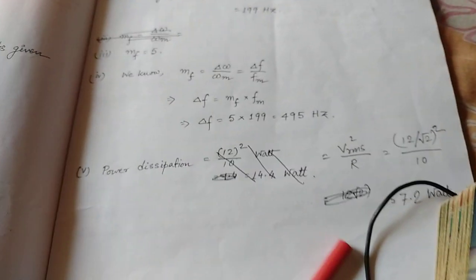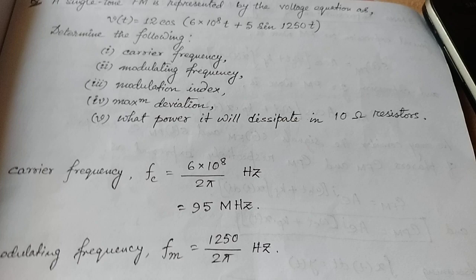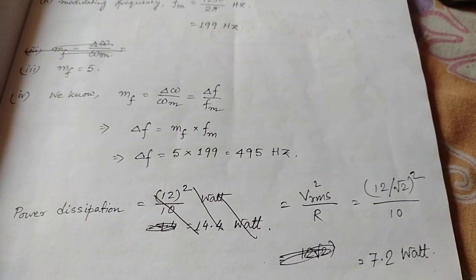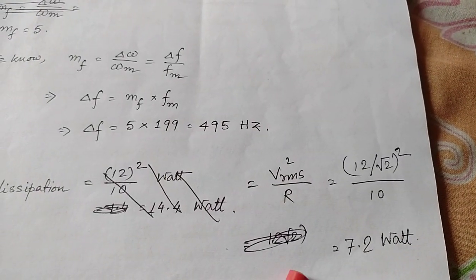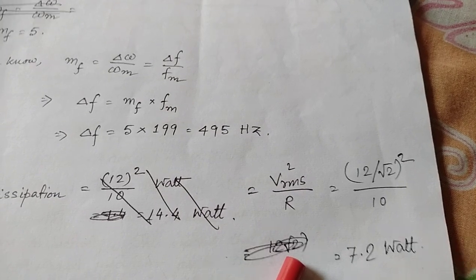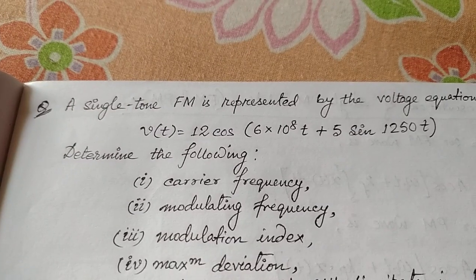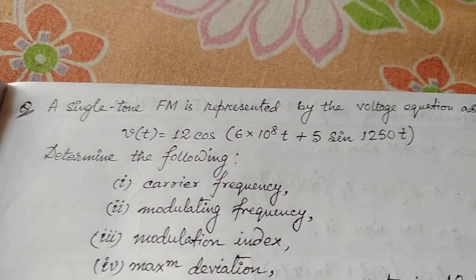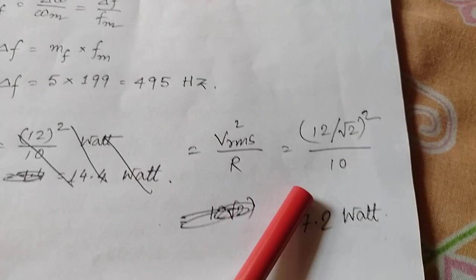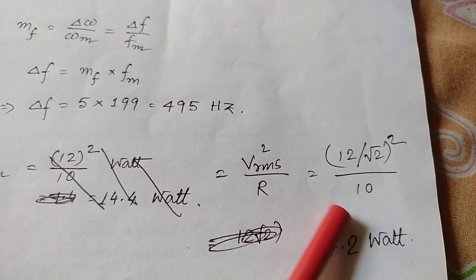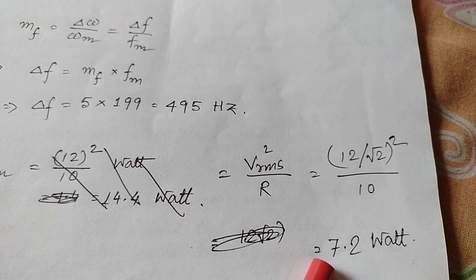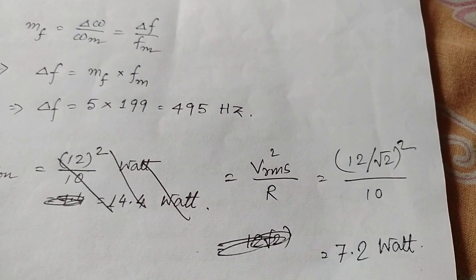And finally the power dissipation in a 10 ohm resistor. This is my fifth part, and it becomes Vrms squared by R. What is Vrms? The maximum value of the voltage was 12, so the RMS value of the voltage would be 12 by root 2. So (12 by root 2) whole squared by the 10 ohm resistor, that is 10, and it would become 7.2 watts.